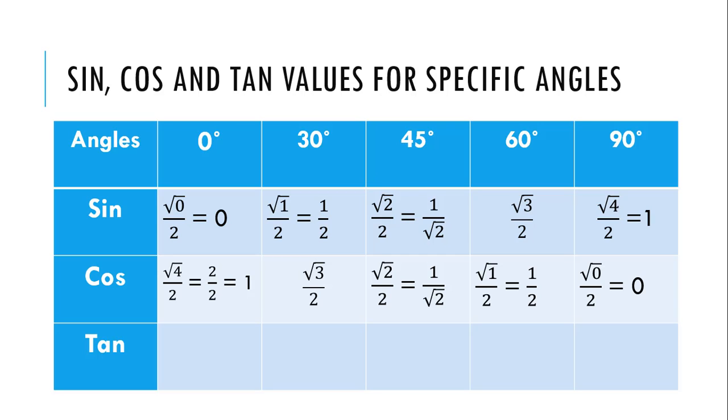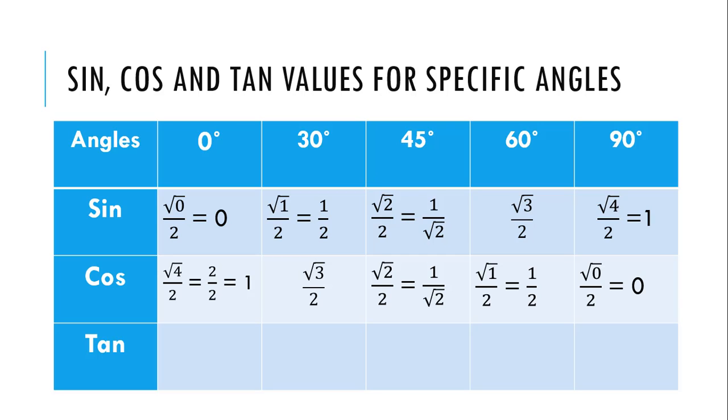So at cos 0 degrees, we have the value 1. At cos 30 degrees, root 3 by 2. At cos 45 degrees, it is the same as sine 45 degrees, 1 by square root 2. At cos 60 degrees, as square root of 1 is 1, so cos 60 degrees is 1 by 2. At cos 90 degrees, the value is 0.